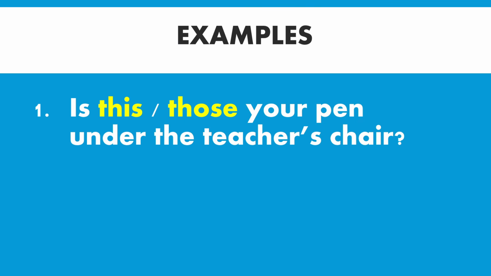Look at question number 1. Is this or those your pen under the teacher's chair? How can we know which one is the answer without looking at the picture? There's no picture here, but there is a clue here. How many pens is that? There's only one. So we know that those is used for something that is in plural, and this is used for something that is in singular. The noun in the sentence is singular or plural? It's singular. That is why we go for this. So the answer is: is this your pen under the teacher's chair?